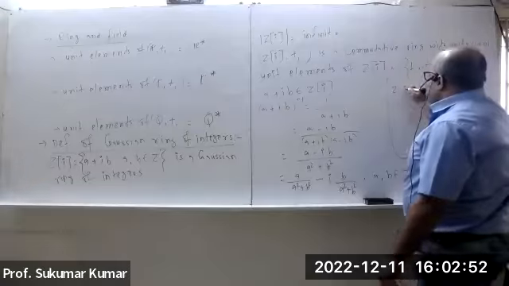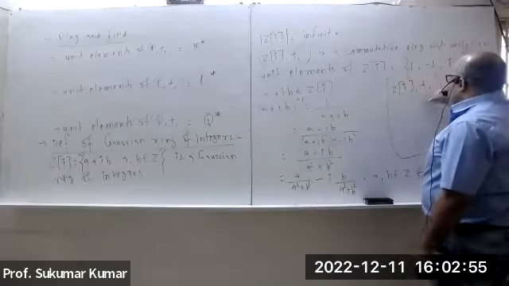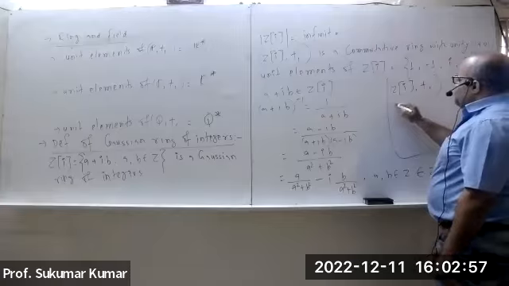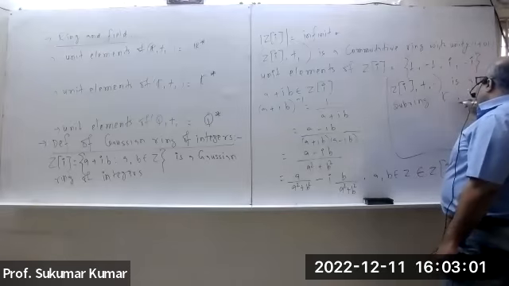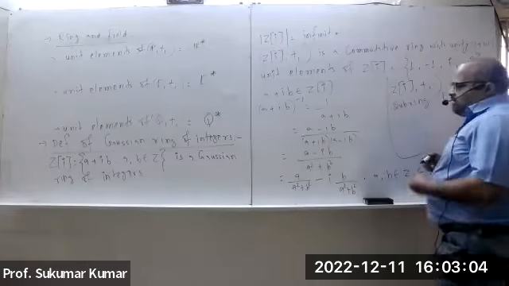Also we can tell Z box I is a subring of C, means complex, a subring of the ring of complex numbers.